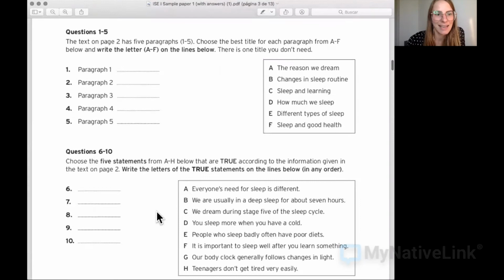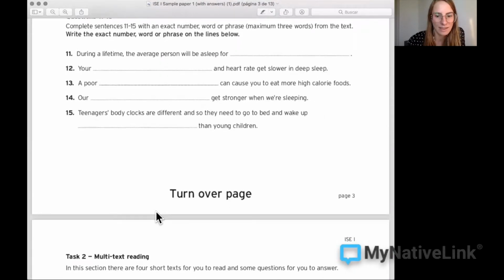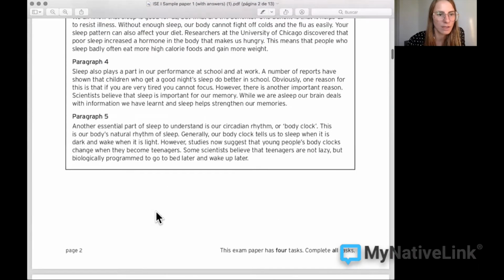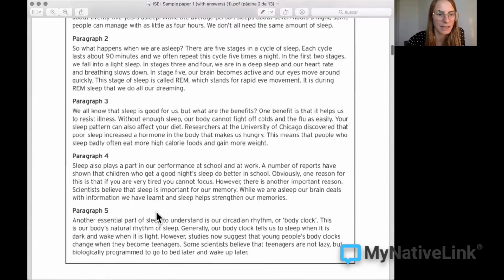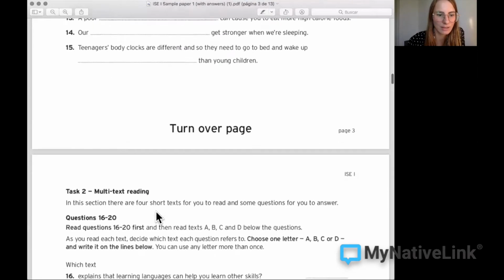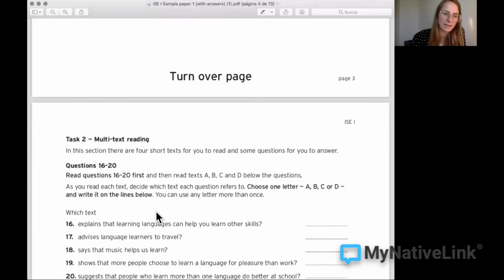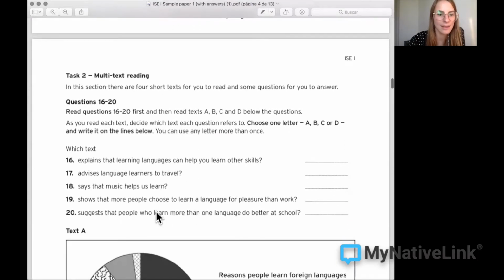So this is the end for task 1, extended reading, long reading. And now we're going to go on to task 2 that's very similar. The questions in task 2, multi-text reading, are very similar to the text in task 1. The only difference here is that you're going to be reading 4 different texts. Instead of 1 long text, you have 4 short texts.